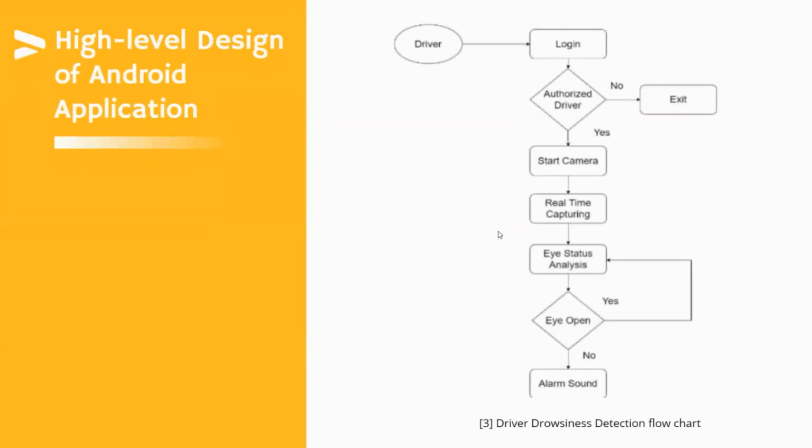Now moving on to the design of the Android application. The driver first tries to log in. If the user is authorized, it will go to the further stage. If not, the unauthorized user has to register first, then log in. After logging in, the camera will start and capture images in real time, and it will analyze the status of the eye, whether the eye is open or closed. If the eyes are completely closed for a particular time period, it will beep with an alarm sound. Otherwise, it will continuously analyze the status of the eye.